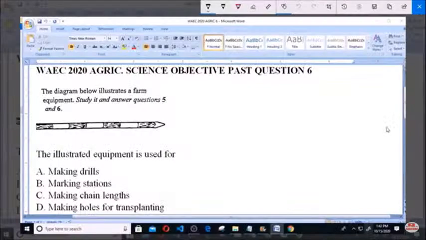Hello and welcome. I will be answering WAEC 2020 Agric Science Objective Past Question 6. So you have this diagram illustrating a farm equipment, and we are using it to answer question 5 and 6. So this is question 6. Now, the illustrated equipment is used for A. Making drills, B. Marking stations, C. Making chain length, D. Making holes for transplanting.